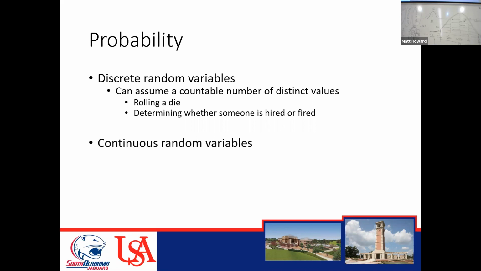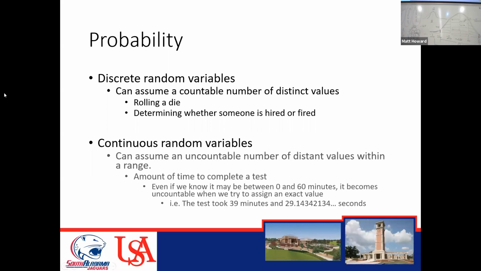The other type we're going to talk about when talking about probability, which I believe is chapter 6, is a continuous random variable. So based on the definitions we've already talked about, what do y'all think a continuous random variable is? Yeah, so a continuous random variable can assume an uncountable number of distinct values within a range. Completely correct.